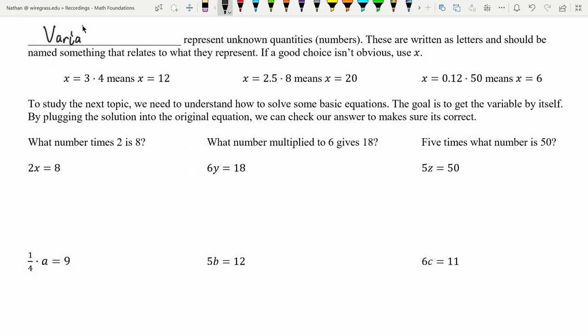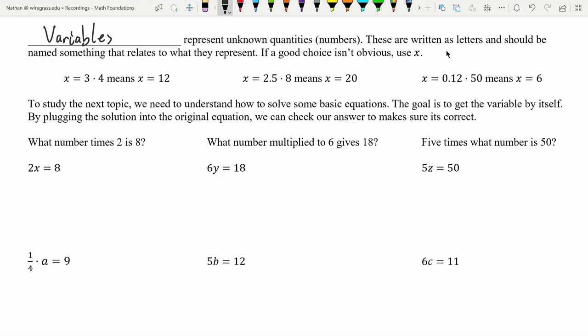Variables represent unknown quantities such as numbers. These will be written as letters in the mathematics, but they really just represent some number, and we're going to treat them like a number.